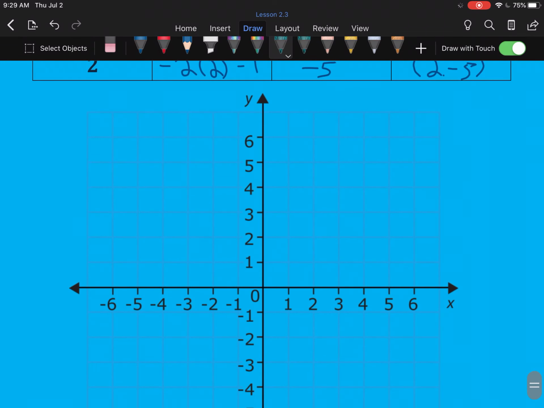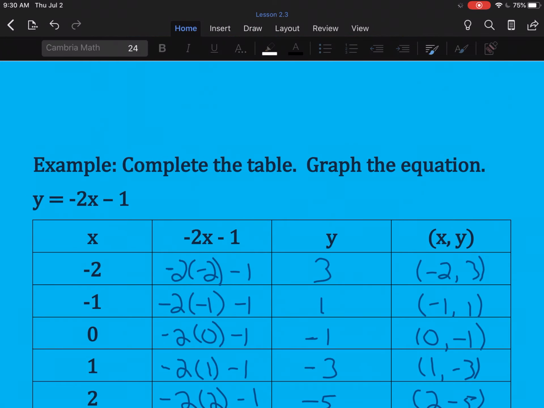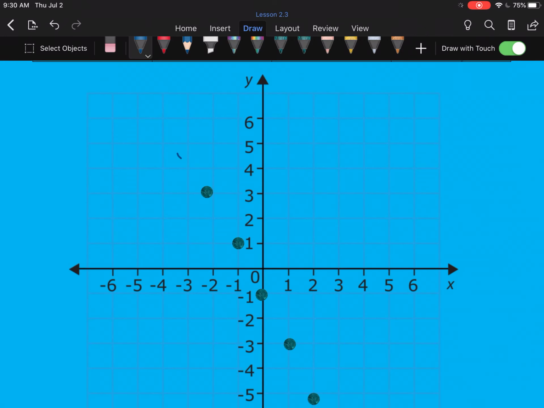Negative 2, 3 is there, give or take. I'm a little off. Negative 1, 1 is there. Remember, negative 2, 3 is left 2, up 3. Negative 1, 1 is left 1, up 1. 0, negative 1 is stay in the middle, go down 1. 1, negative 3 is right 1, down 3. And 2, negative 5 is right 2, down 5. Because this is supposed to be an equation, if my iPad will stay still for 10 seconds, we will connect those with a line.